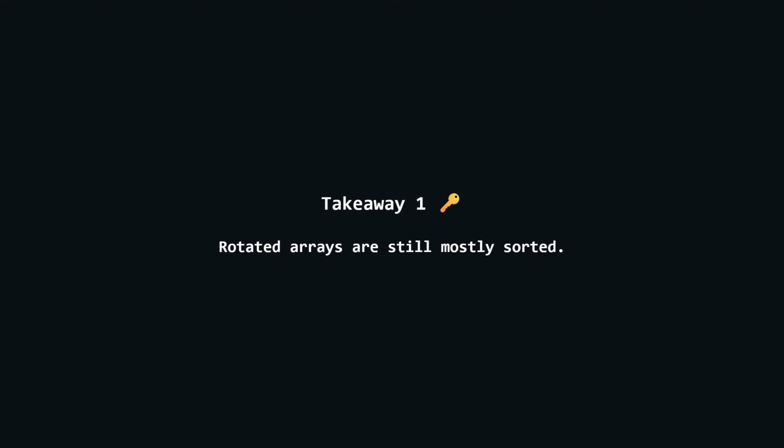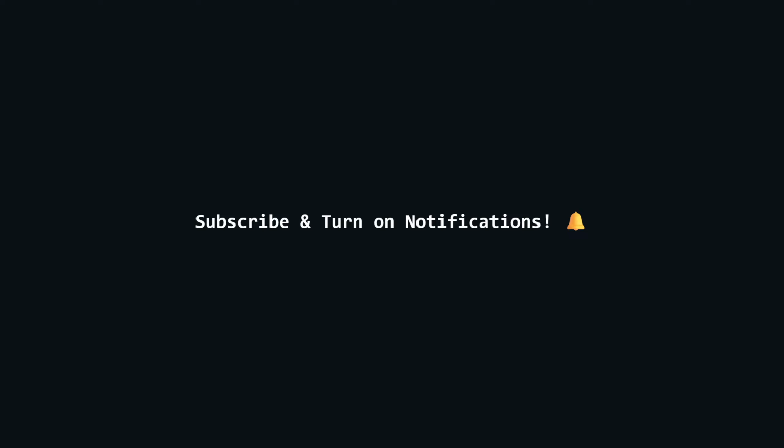Let's wrap up with a quick summary of the key takeaways you should learn from this problem. First, even when an array is rotated, it retains sorted properties that we can actively take advantage of. Second, whenever a problem demands a logarithmic time complexity on a list, binary search is almost certainly the tool you need.